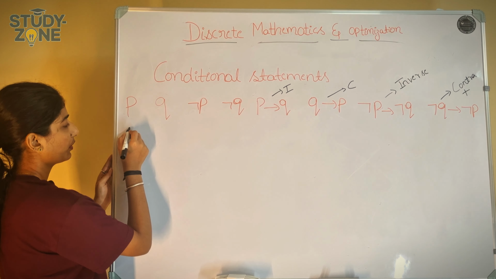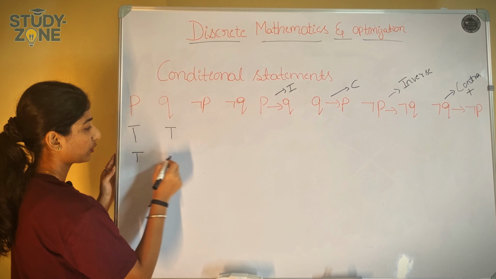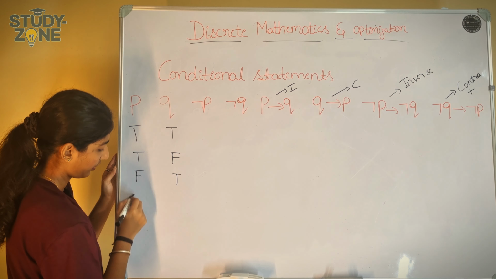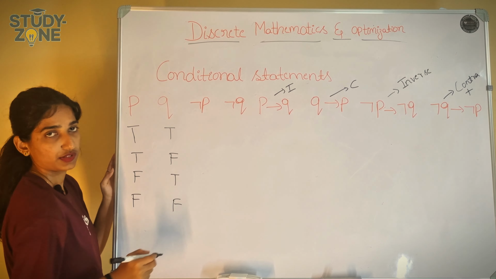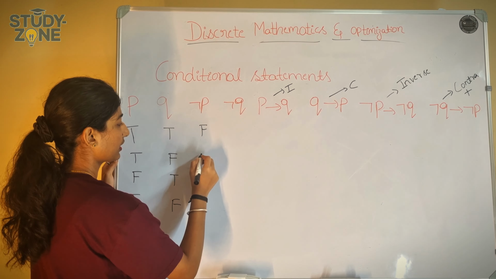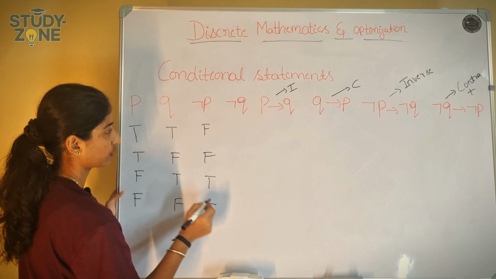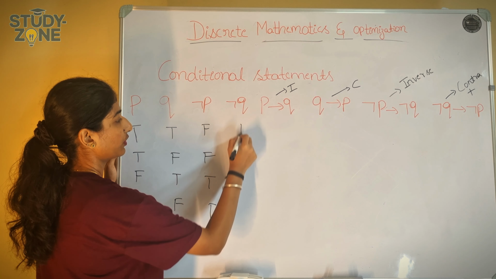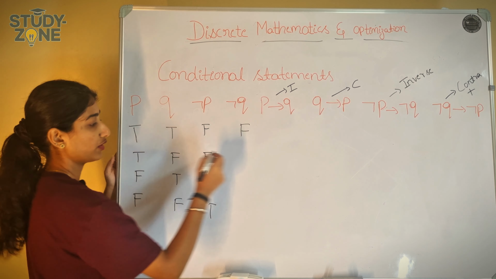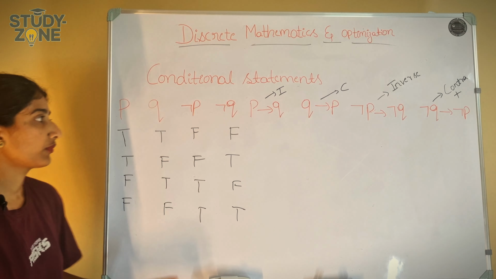Okay. So true, true, true, false, false, true, false, false. So then negation of P: false for true, false for false, true for false, true. Here also same thing: negation of true is false, negation of false is true, then false, then true.